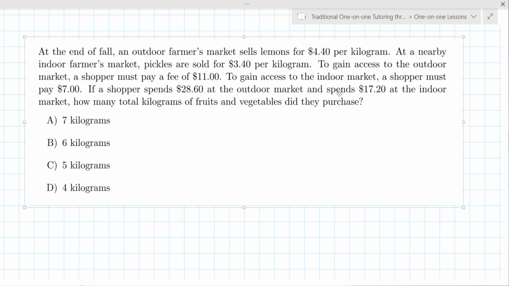I think there's some multiplication here. At the end of fall, an outdoor farmer's market sells lemons at $4.40 per kilogram. An indoor farmer's market sells pickles for $3.40 per kilogram. To gain access to the outdoor market, a shopper must pay a fee of $11. To gain access to the indoor market, a shopper must pay $7. If a shopper spends $28.60 at the outdoor market and $17.20 at the indoor market, how many total kilograms of fruits and vegetables did they buy?